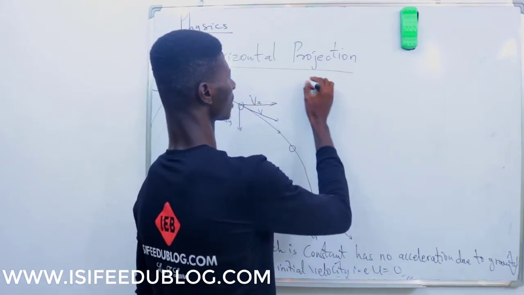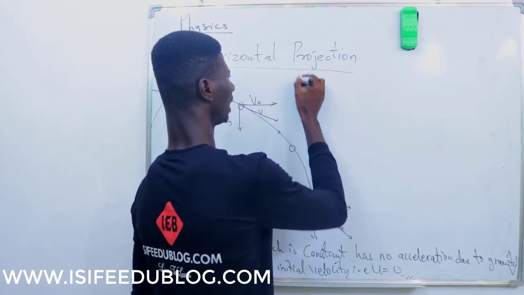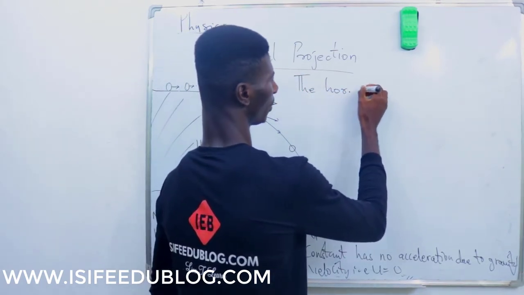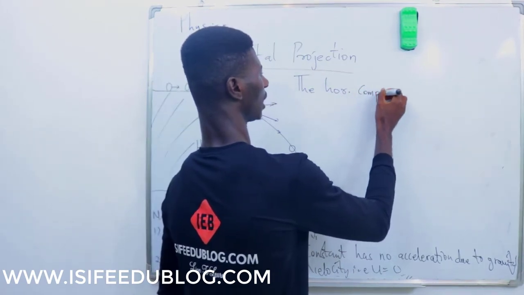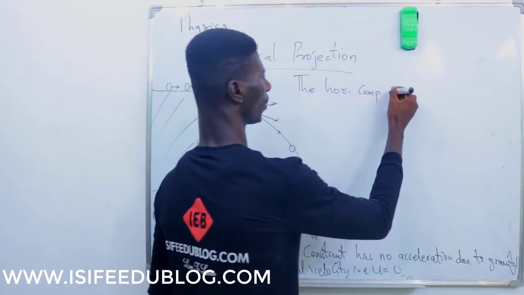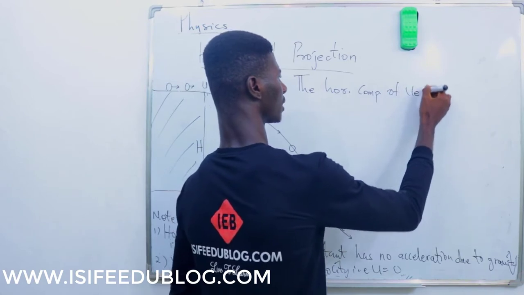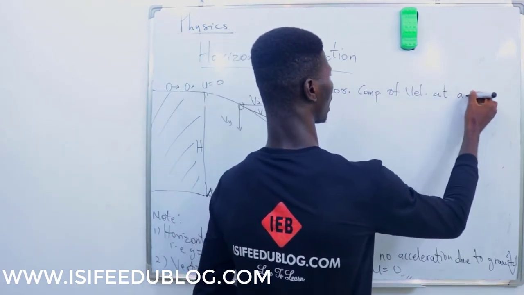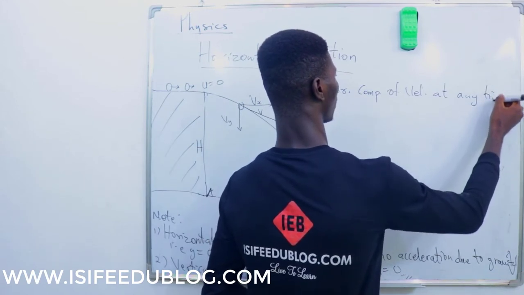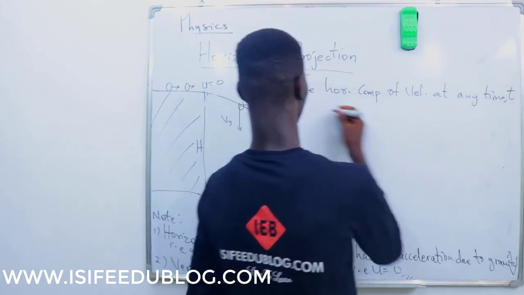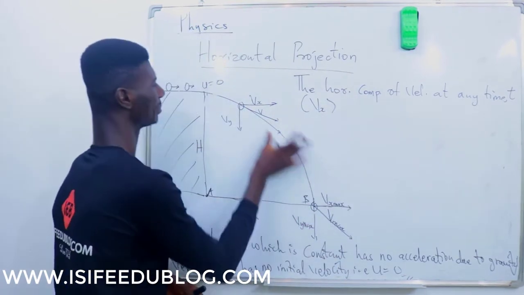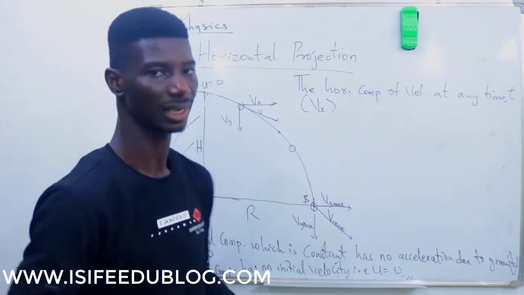Vx, V sub x, is called the horizontal component. I'll abbreviate the horizontal component of the velocity at any time t as Vx. Any particular time. It can be any time on the motion, any time.